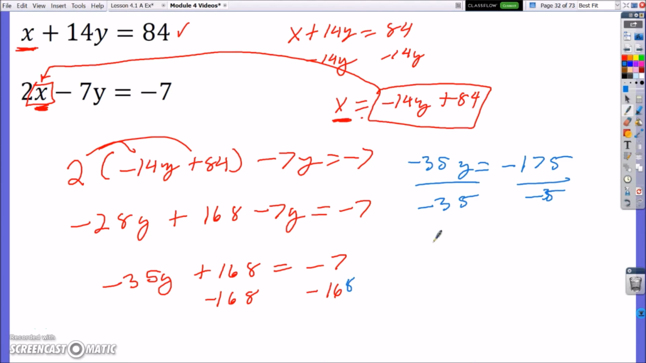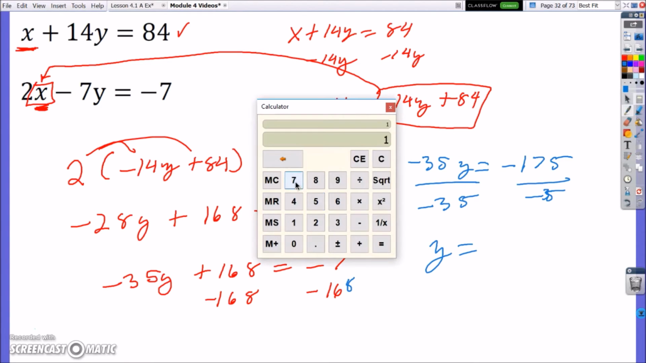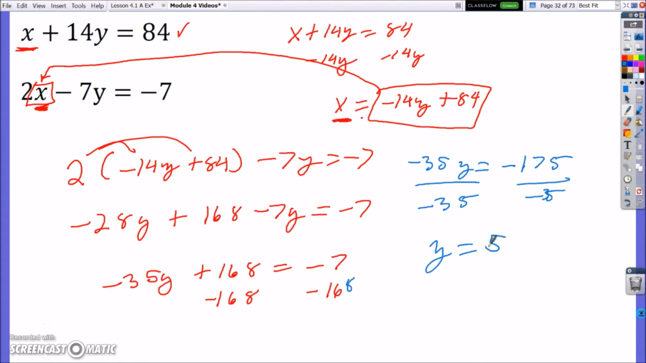And all I do now to get y by itself is divide both sides by negative 35. And a negative divided by a negative is a positive. And 175 divided by 35, let's go and do that together. 175 divided by 35 is equal to 5. That means my y variable is positive 5. Now I've solved for my y variable, and now all I need to do is solve for my x variable.